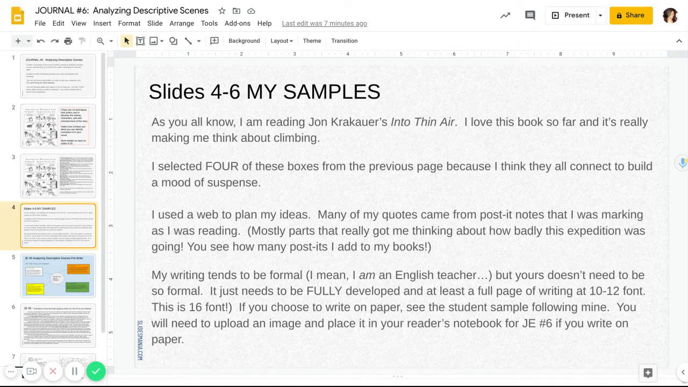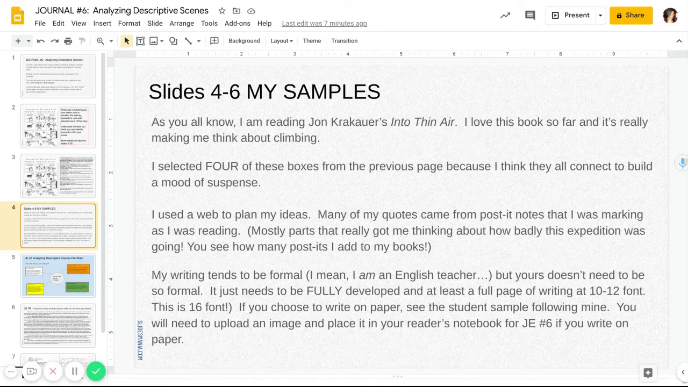from Post-it notes that I was marking as I was reading, mostly parts that really got me thinking about how badly this expedition was going. You see how many Post-it notes I add to my books in the classroom, so they all matter to me, and it was easy for me to add quotes because I could just go back and take a look at those areas in my book that I have already marked with Post-it notes.